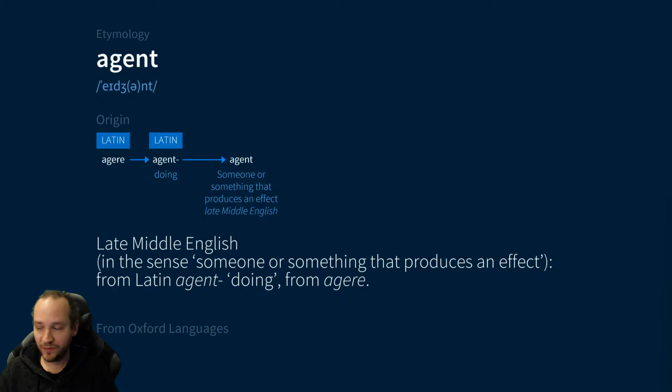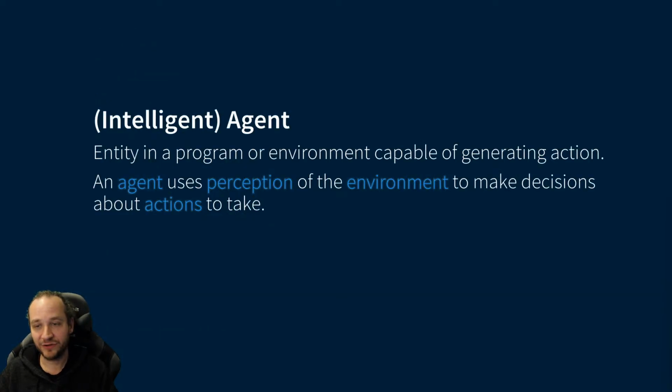We are going to work with a little bit more further defined version of this, because we're talking about an agent in software, and then we're often talking about intelligent agents. And then we say it's an entity in a program or environment capable of generating action. And then this is a definition also used often. An agent uses perception of the environment to make decisions about actions to take. So you see I've colored those 4 words: agent, perception, environment, and actions.